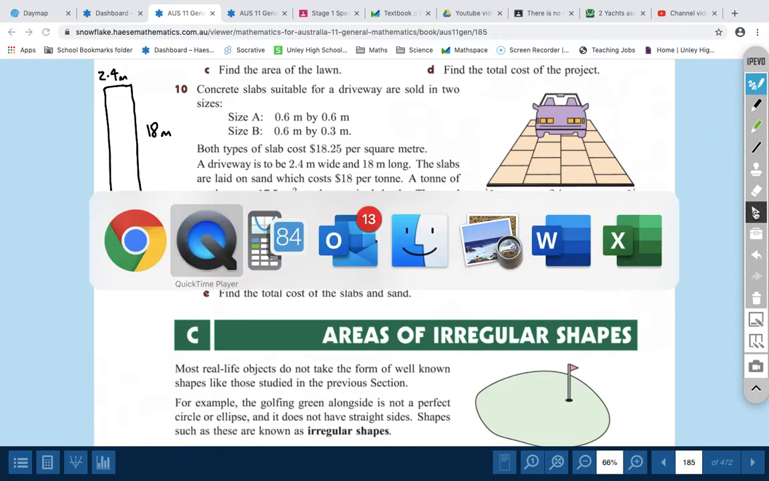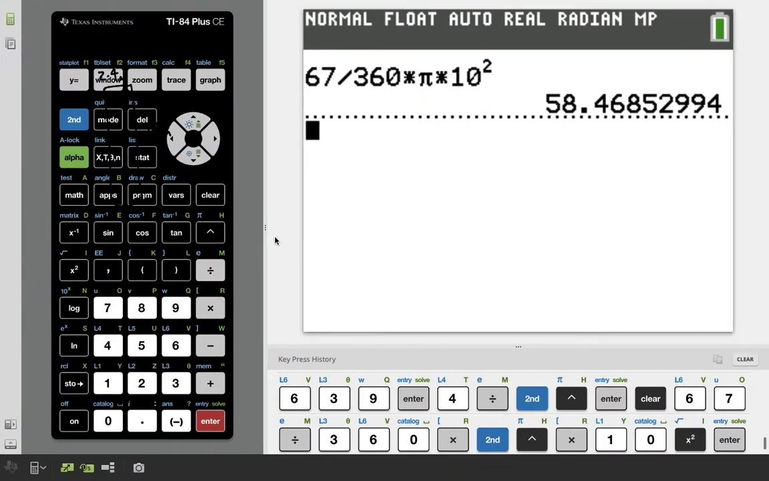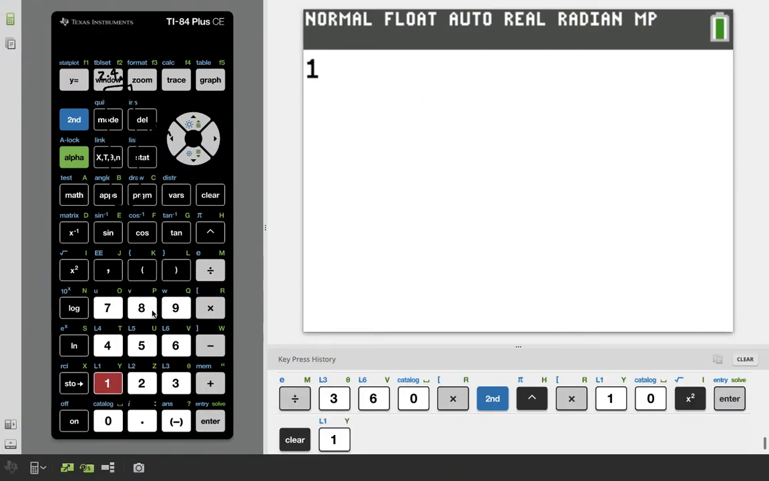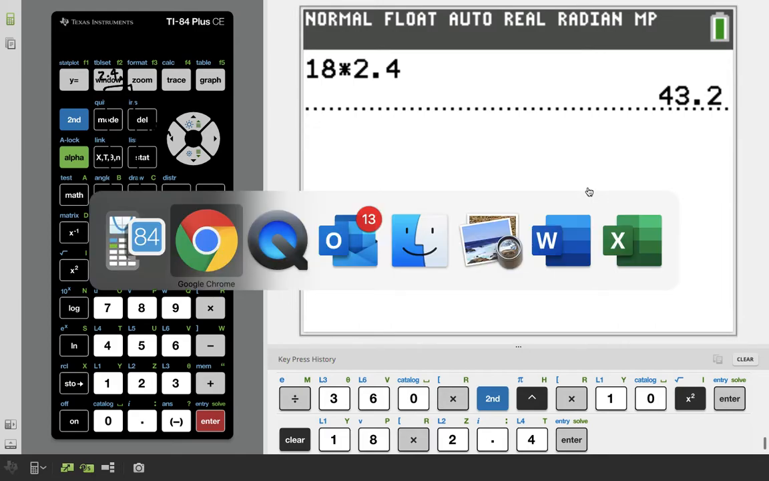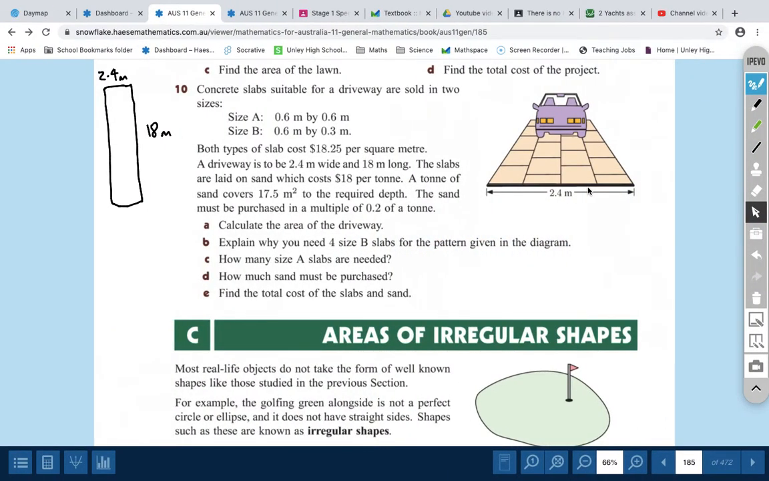So calculator, 18 times 2.4. We'll just clear that. 18 times 2.4. 18 times 2 is 36. Doing a bit of estimating here. 43.2 square meters. Let's write that in there. 43.2 square meters.